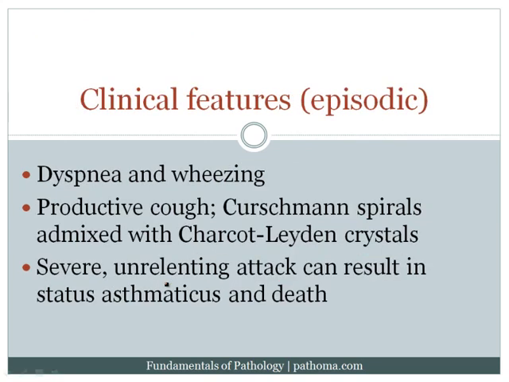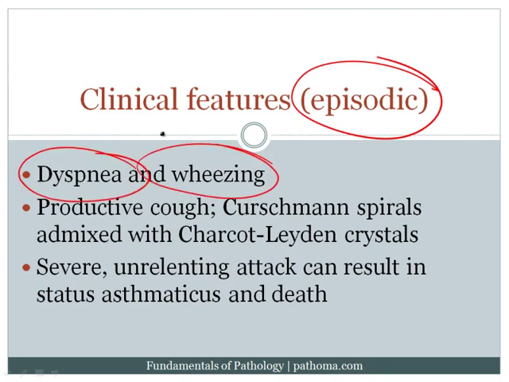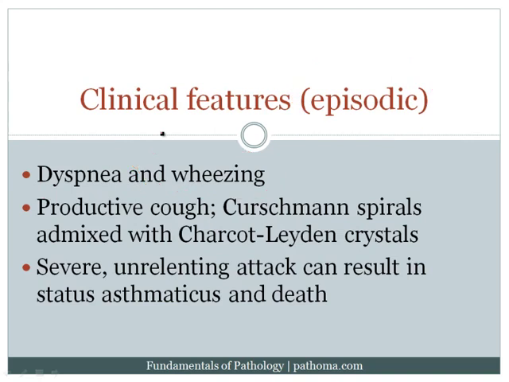Clinically, these patients are going to present with dyspnea and wheezing. All right, maybe I should take a step back and remind you that the clinical features are episodic. They're basically in relation to exposure to the antigen or the allergic stimulus, and it's going to result in the classic findings of shortness of breath and wheezing. The patient's cough, it's a productive cough, and remember that the productive cough contains these spirals within the mucus called Curschmann spirals, and maybe even more important and more high yield than that is that within the mucus you're going to find Charcot-Leyden crystals.